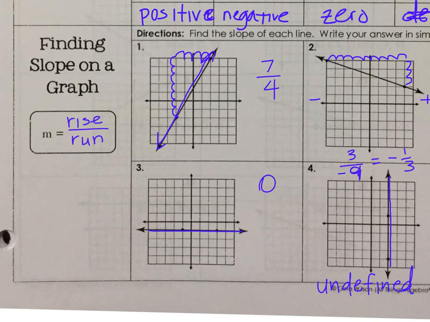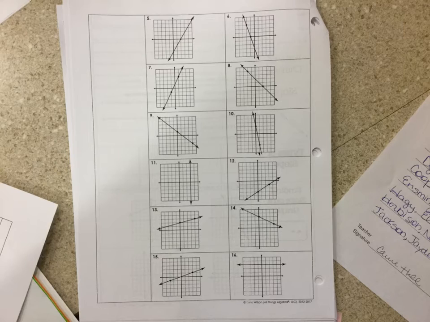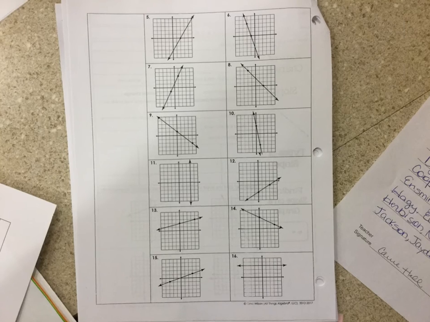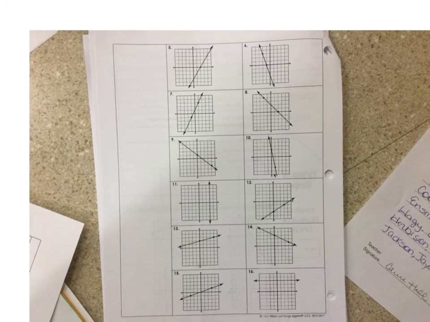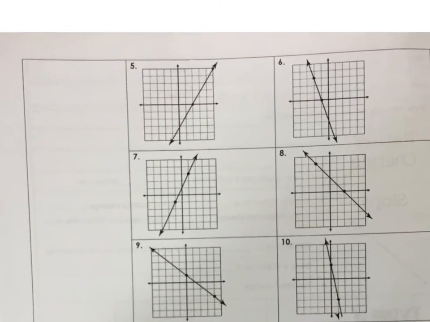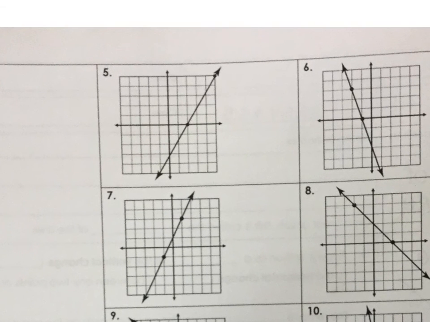I want you to turn over to the back of this. If you don't have this paper yet, just look at my worksheet. I want you to do this worksheet by yourself. We're going to do the first one together. I'm going to post a picture of this worksheet under the video so you can have that in your Google Classroom. All you're doing is finding the slope of these lines.